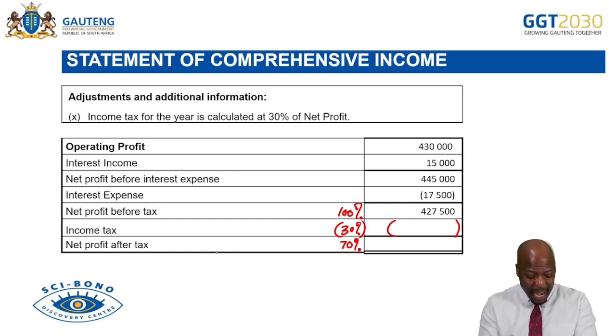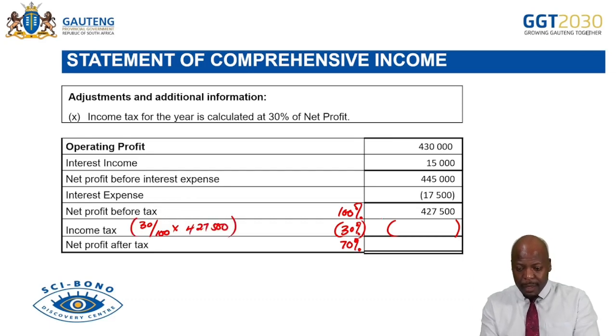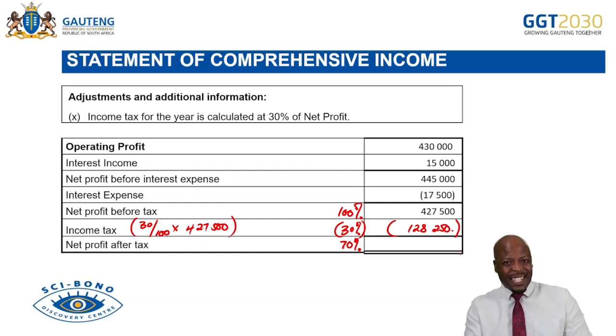What do I want? I want my income tax. If I want my income tax, that simply means I want 30, and what do I have? I have 100. So it's 30 over 100, multiplied by 427,500. That will give me my income tax here. All right, let's punch that in. How much do you get? 128,250. Very correct.